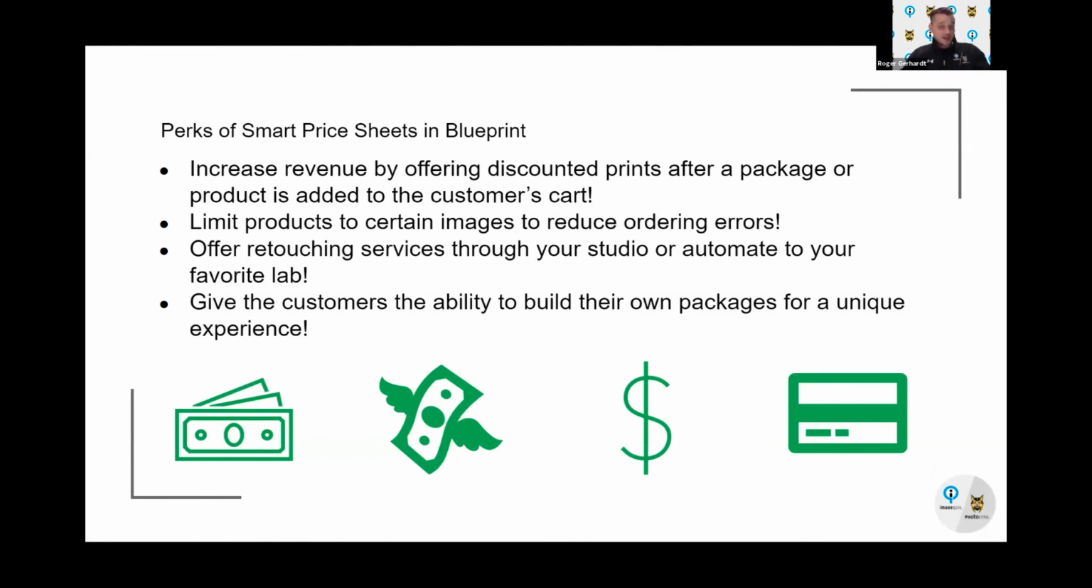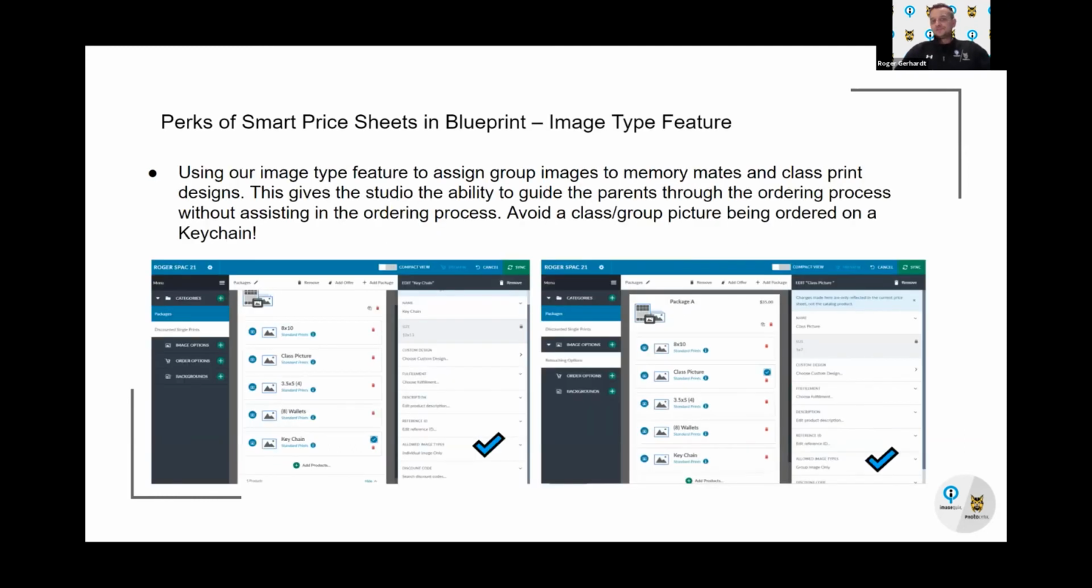We can limit products to reduce ordering errors, which always saves on the back end because you don't have to reprint because mom chose the wrong picture. Offering retouching services is a great way to upsell services like brace removal, teeth whitening, and ultimately give the customer the experience to build their own packages as well, so they can literally pick what they want. So start with the image type feature.